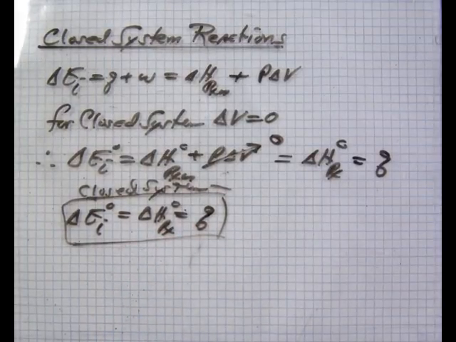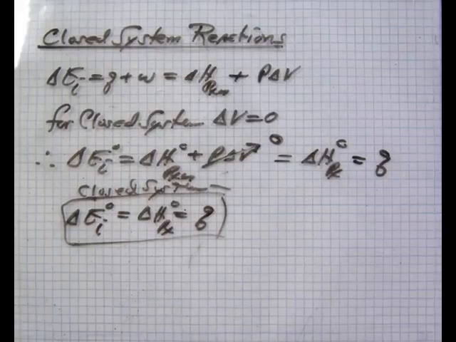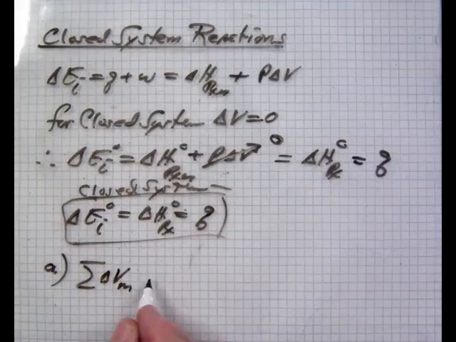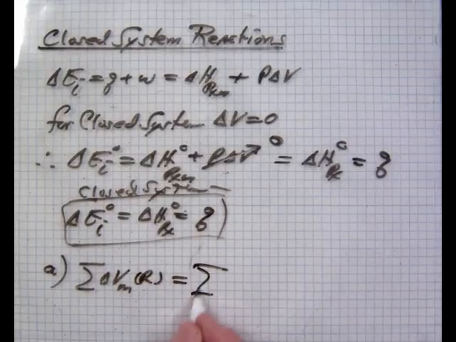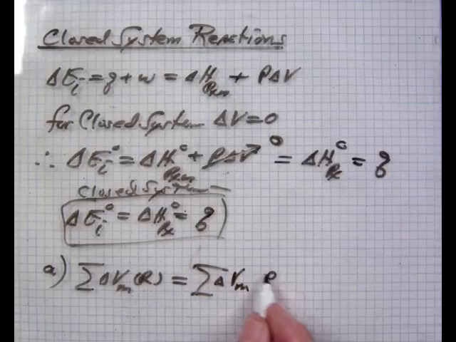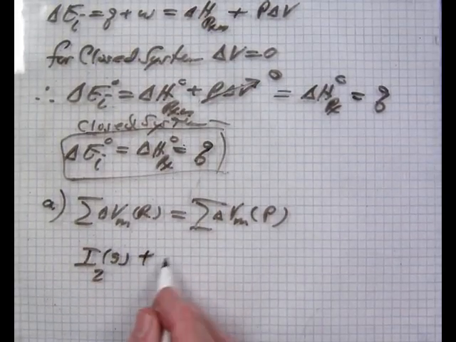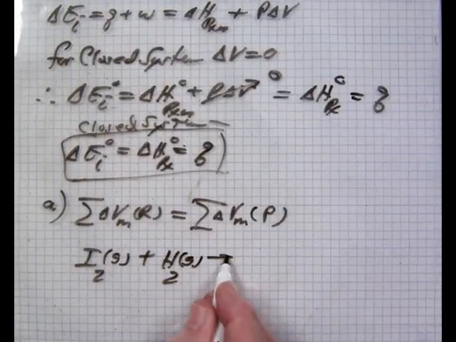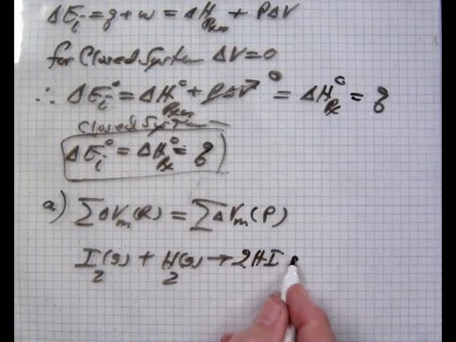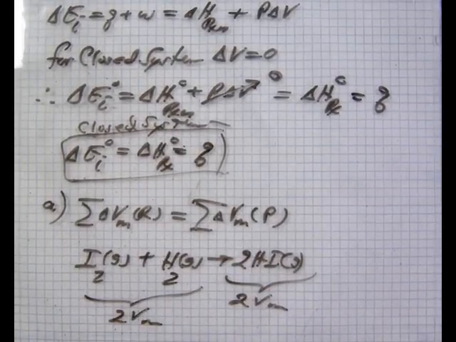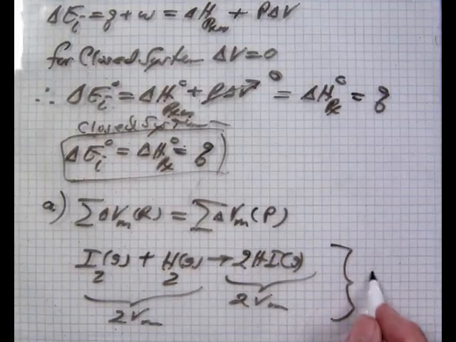Now listen, and we'll start here next time. There are 3 scenarios that are closed systems. A, when the sum of molar volumes of the reactants equals the sum of molar volumes of the products. I2 gas plus H2 gas goes to 2HI gas. 2Vm on each side, closed system.